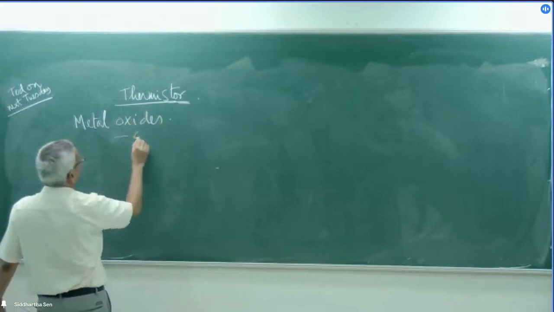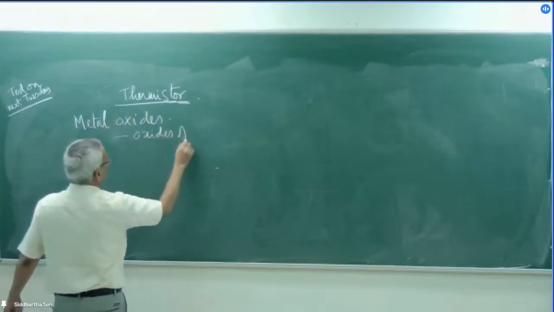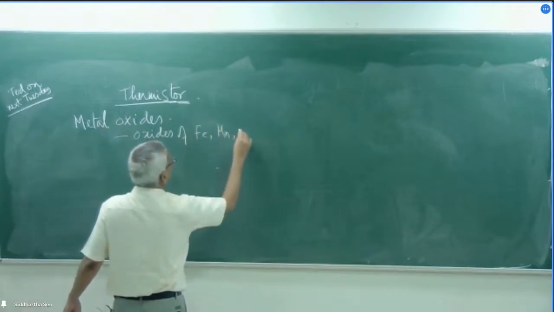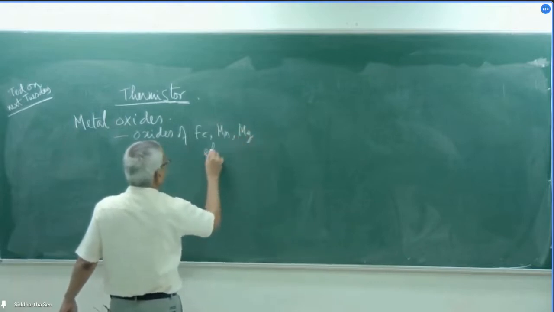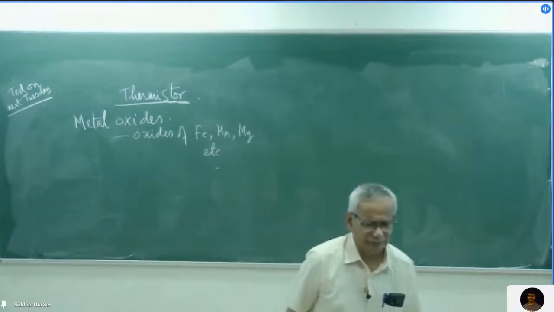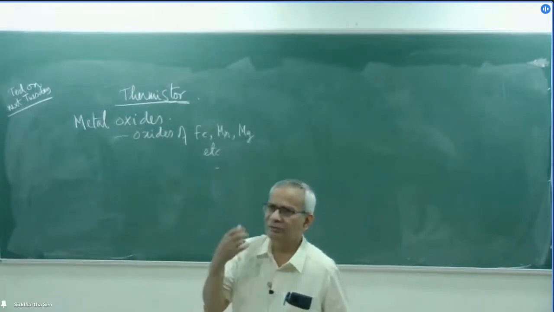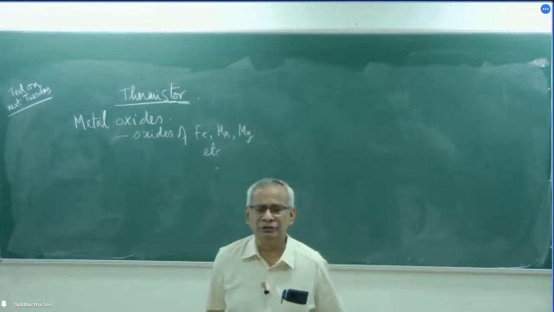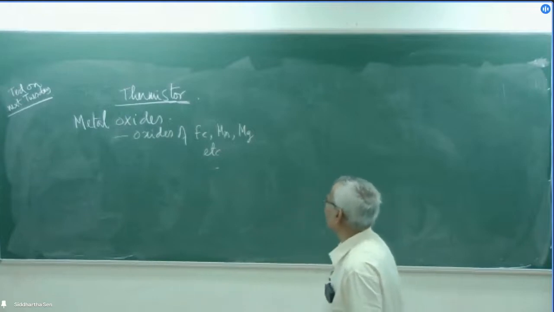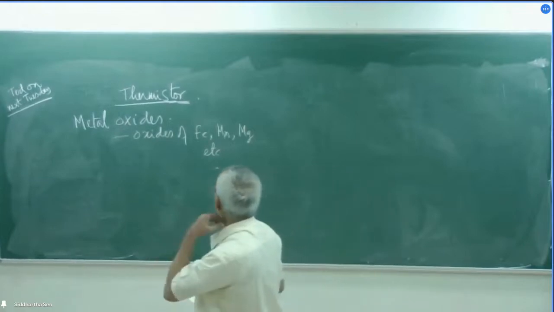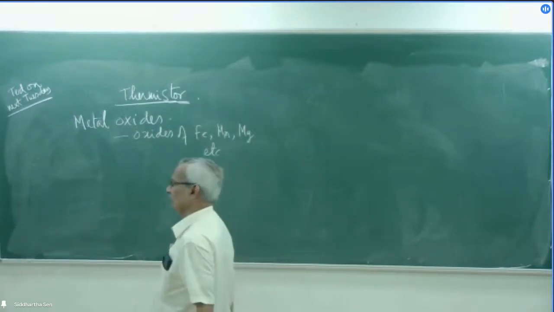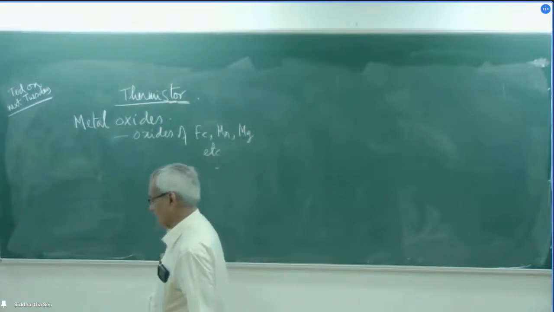They are made of metal oxides, oxides of iron, manganese, magnesium, etc. So basically, these are metal oxides. Several metal oxides have some semiconductor properties also. So we can say they have certain semiconductor properties also. As a result, their resistance changes, but mostly in a different way than the metal resistance changes.